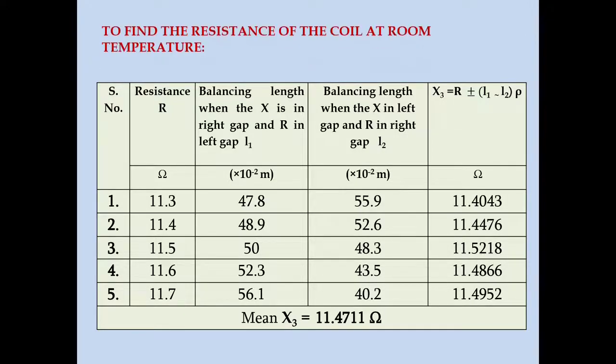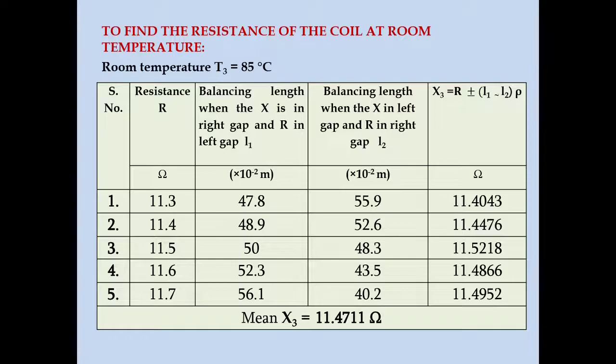In the same way, next we are going to find the resistance of the coil at the boiling temperature, that is at a very high temperature. We couldn't achieve the boiling temperature, I mean 100 degrees centigrade, so we have taken the resistance of the coil at 85 degrees centigrade. Again the same procedure has been followed here. For the 50 balancing point, we get 11.5 as the resistance, and by interchanging the coil we got L2 as 48.3.